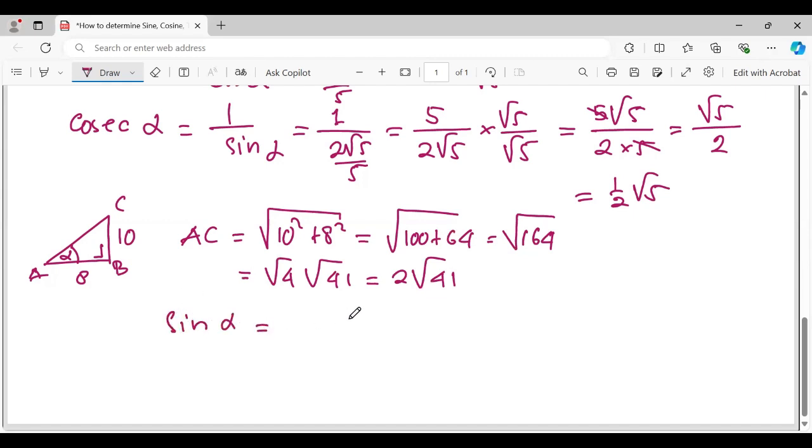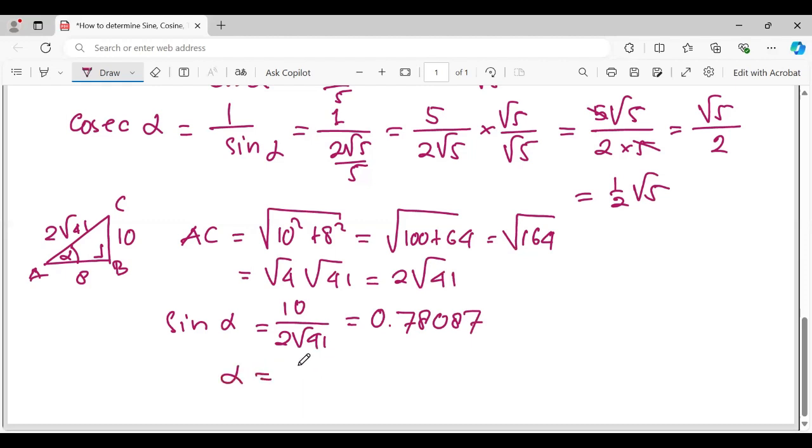Sine alpha equals the opposite over this hypotenuse, 2 square root 41. Sine alpha is 10 over 2 square root 41. And if you calculate it on the calculator, you can find this number, 0.78087. Now, how do we determine alpha?